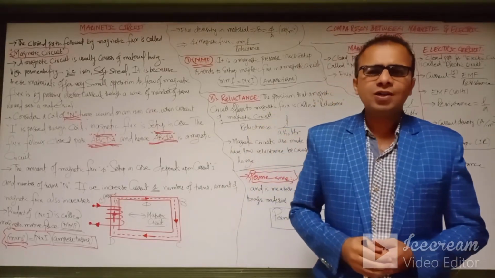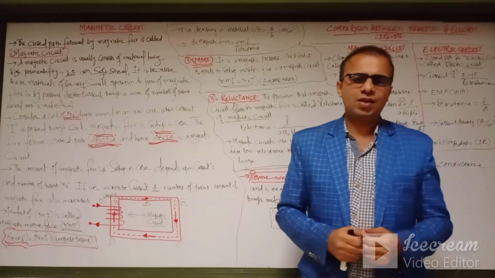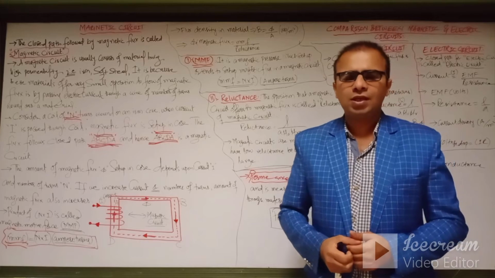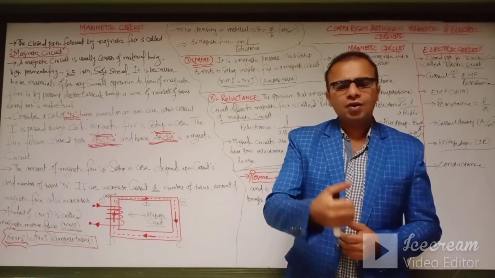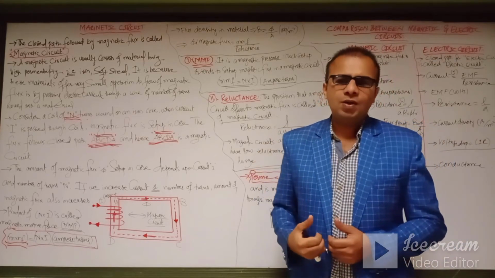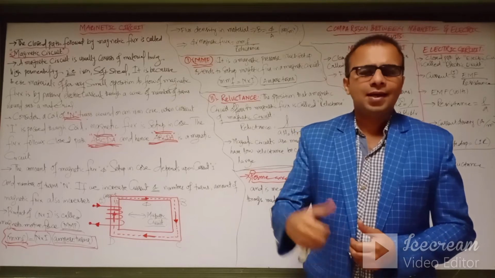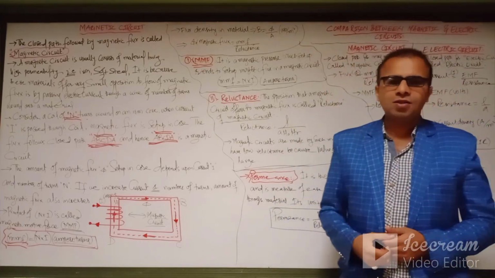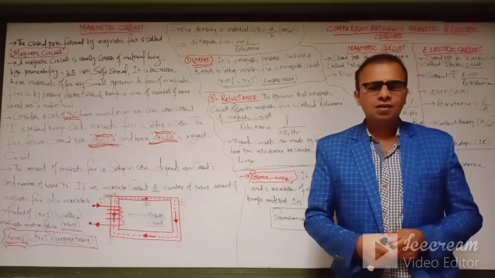If we move towards the magnet, the magnetic field will be stronger and the magnetizing effect will be the maximum, and if we go away from the magnet, the magnetic field decreases. So this was a little bit of the concept regarding the magnetic field.